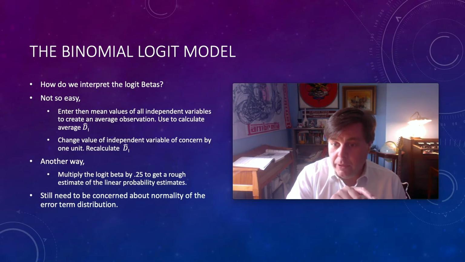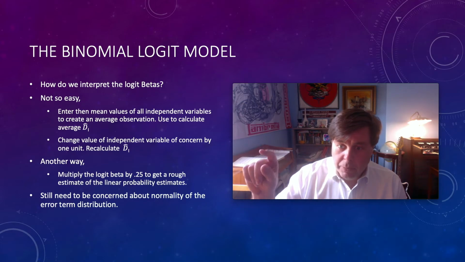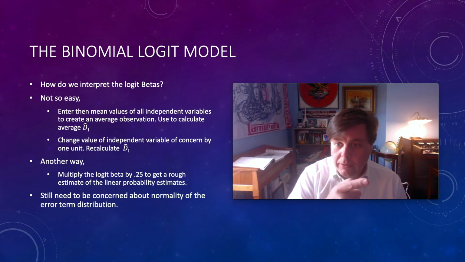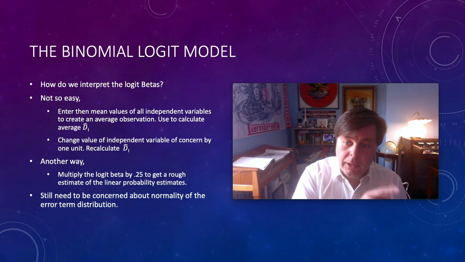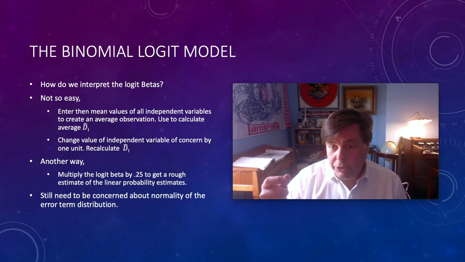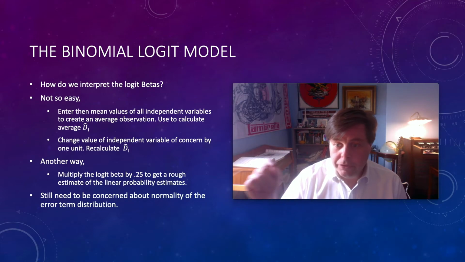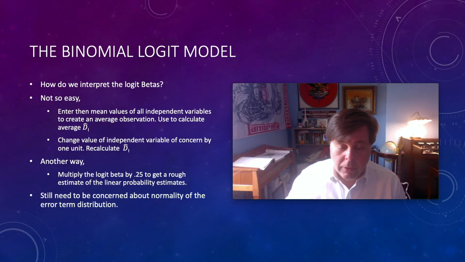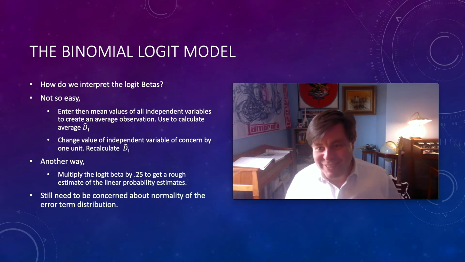Estimate the value of D from there, then change our ad expenditures by 1 unit, re-estimate, and take a new value of D. The difference between that D and the original D is going to be the marginal impact on the likelihood of a purchase given a 1 unit change in expenditure in advertising. Okay, all right. So that's kind of long.